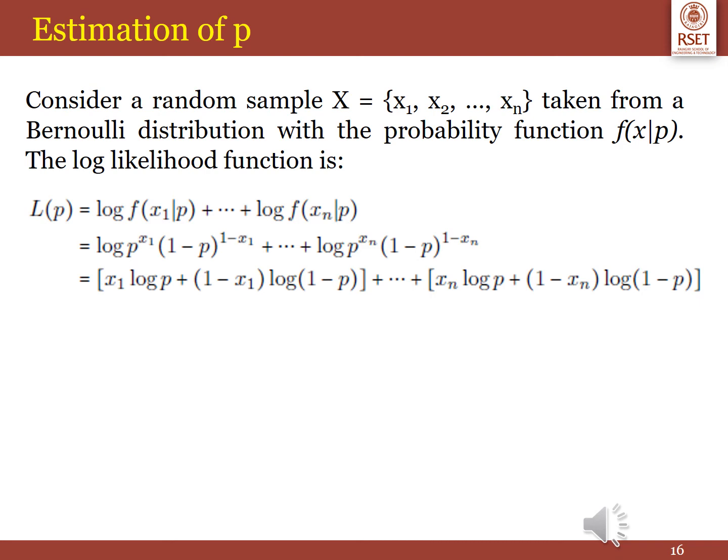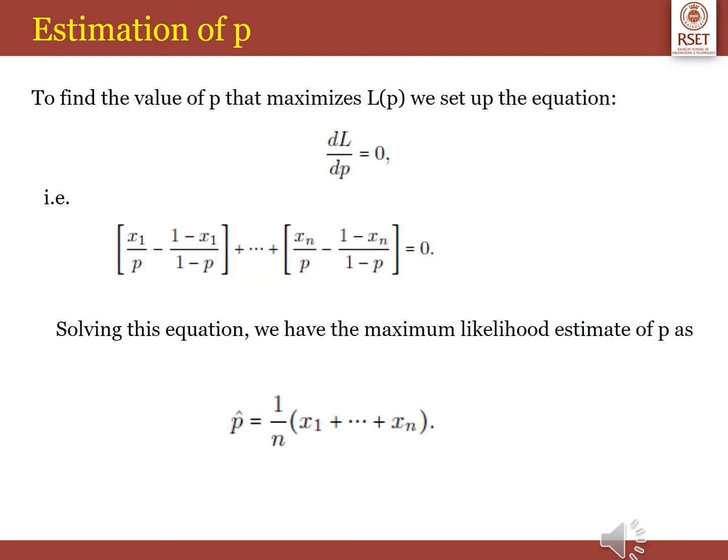Then we can evaluate it as x1 into log p plus 1 minus x1 into log of 1 minus p plus x2 into log p plus 1 minus x2 into log 1 minus p, etc. up to xn log p plus 1 minus xn into log 1 minus p. To find the value of p that maximizes L of p, we set up the equation dL by dp is equal to 0. That is, the derivative of L with respect to p should be set to 0.